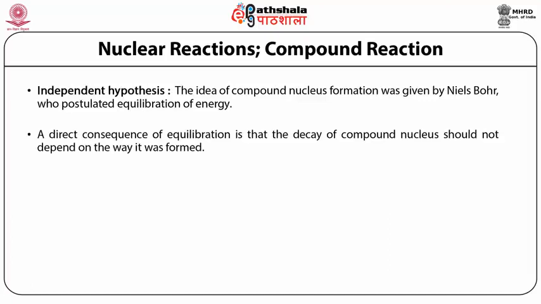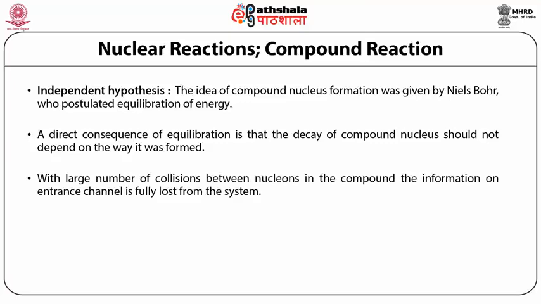A direct consequence of energy equilibrium is that the decay of the compound nucleus does not depend on the way it was formed. As per Niels Bohr, when the equilibrium of energy takes place in the compound nucleus, it forgets its previous history. Previous history means it doesn't remember how it was formed. It is a direct consequence of equilibrium of energy.